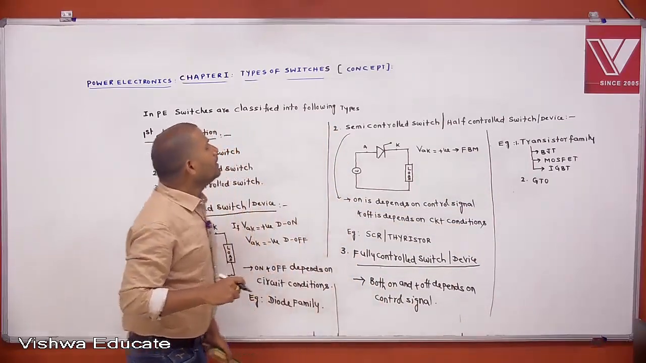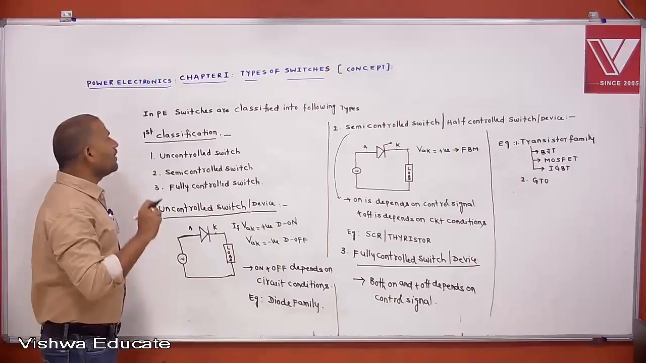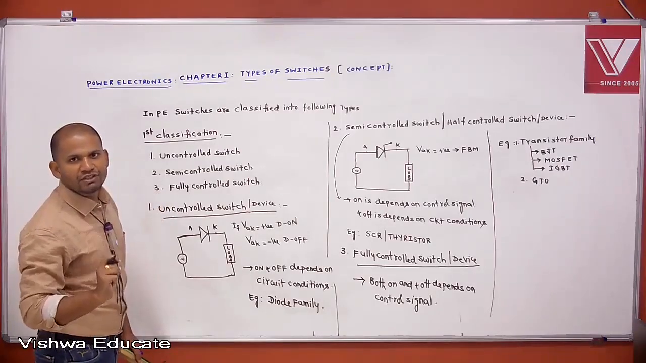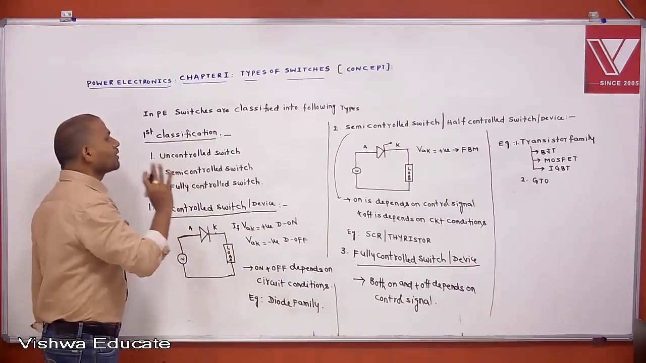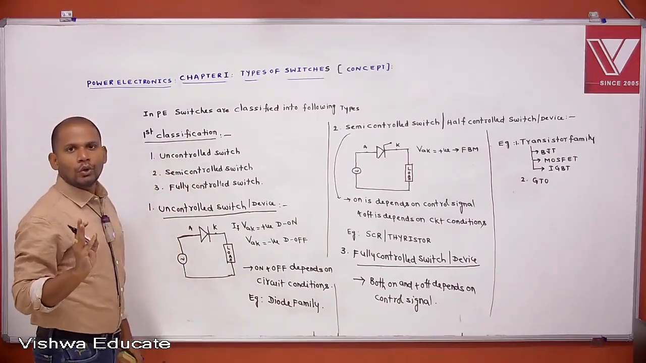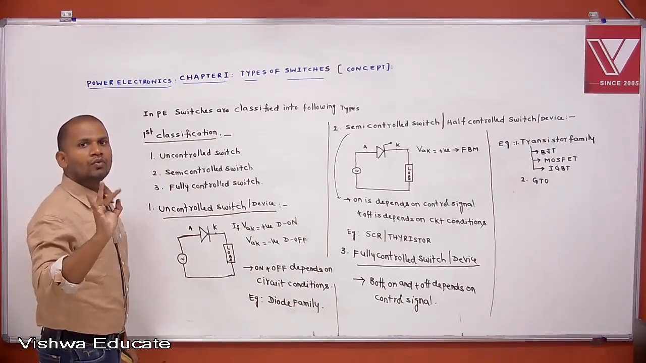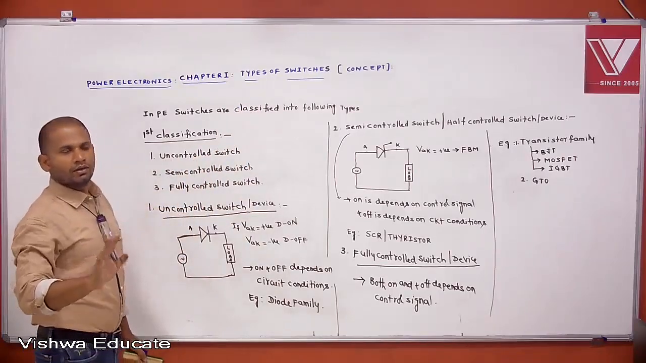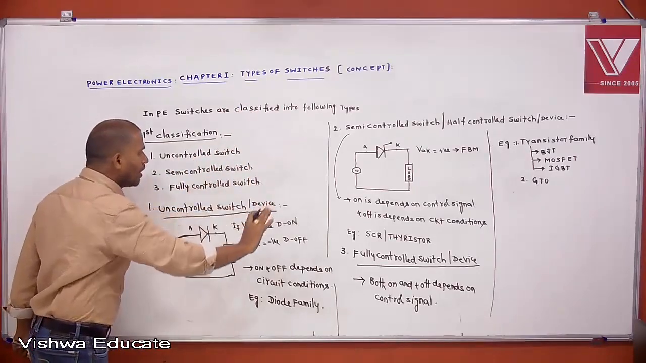Okay. This is the first classification of switches or devices in power electronics: uncontrolled, semi-controlled and fully controlled. This is the first classification. Note down all these.